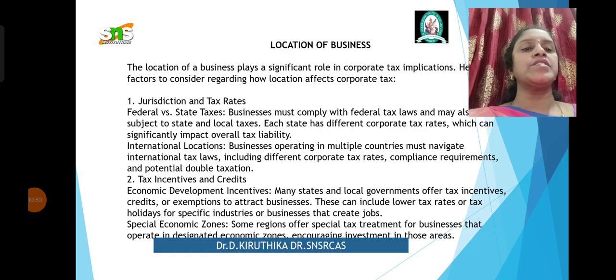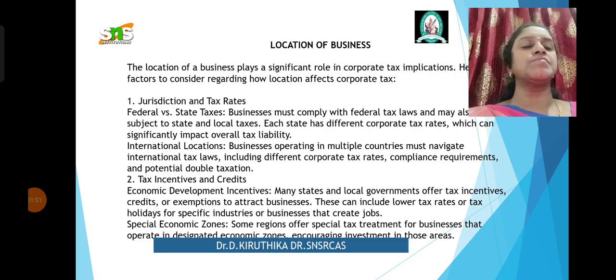It may be an international location also. In multiple countries, the business must navigate international tax laws. The corporate tax rates may change, so we have to stick to the compliance requirements and the potential double taxation also.